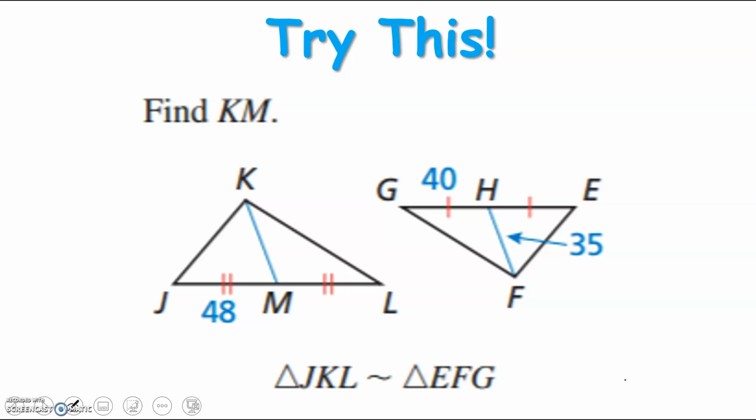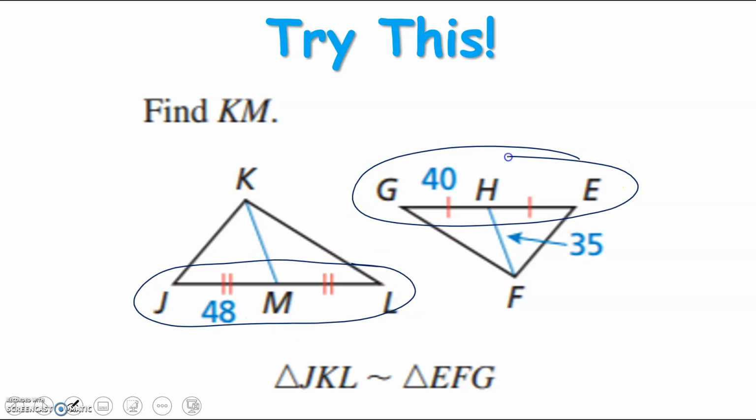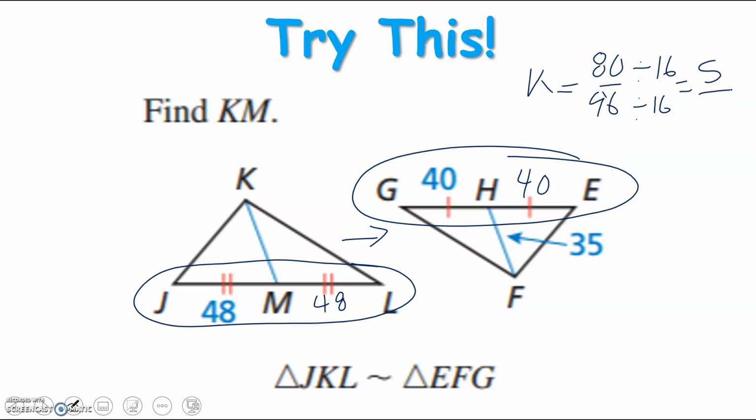All right, so we're going to take a look and notice that these two lengths are corresponding. We can see that this one is 48, 48, and this is 40 and 40. We see those congruency marks. So we know that our scale factor is going to be 80 over 96. Now this reduces by 16. 16 goes into 80 5 times, and 16 goes into 96 6 times. So we can see that a 5/6 scale factor takes us from left to right.